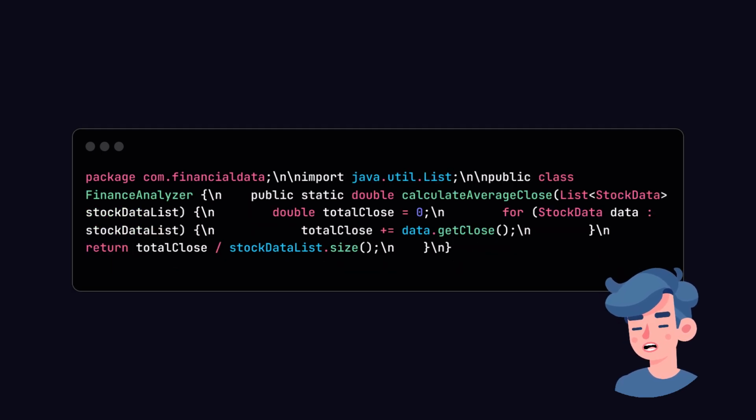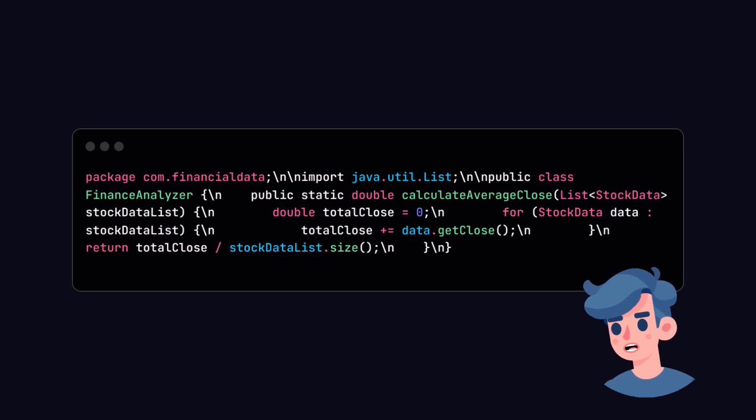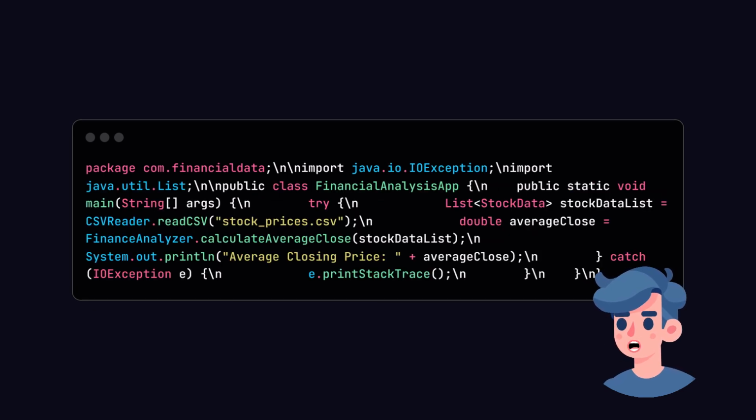With our CSV reader and data model in place, we can begin analyzing the stock market data. We will implement a method to calculate the average closing price. First, create a new class named financeanalyzer.java. Don't forget to create getter methods in the stock data class to access the close price. Now, let's create our main application class to tie everything together.